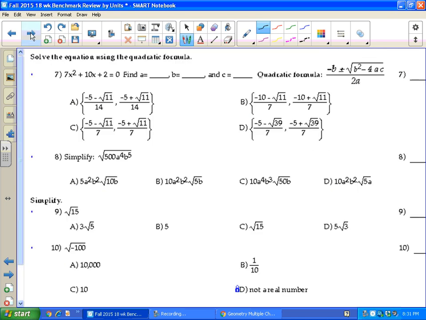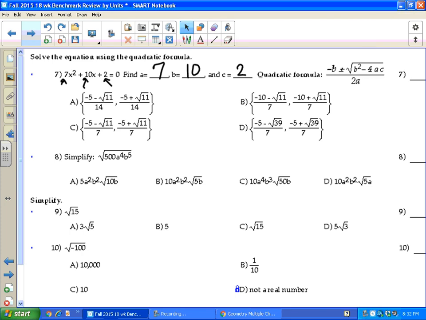All right, solve the equation using the quadratic formula. Opposite of b, plus or minus square root, b squared minus 4ac, all over 2a. All right, all you have to do is find a, b, and c. A is the coefficient in front of x squared, which is a 7. B is the coefficient in front of x, that's going to be a 10, and C is the number, the constant at the end with no x, and that's 2.